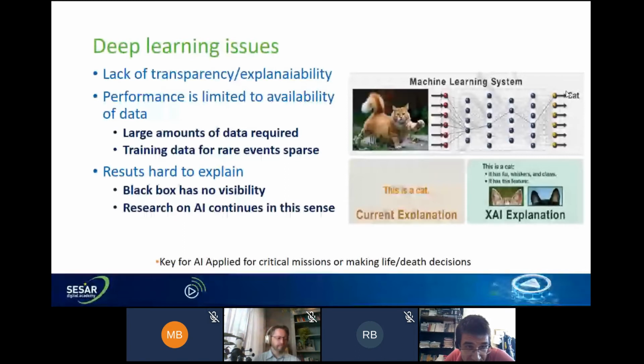The performance is limited to the availability of data. This is the second issue. So if we want to develop these models, we need enough data, representative data of the domain covering all cases. And yes, at the end, we have basically what is called a black box. We have input, output, but it's very difficult to give visibility.